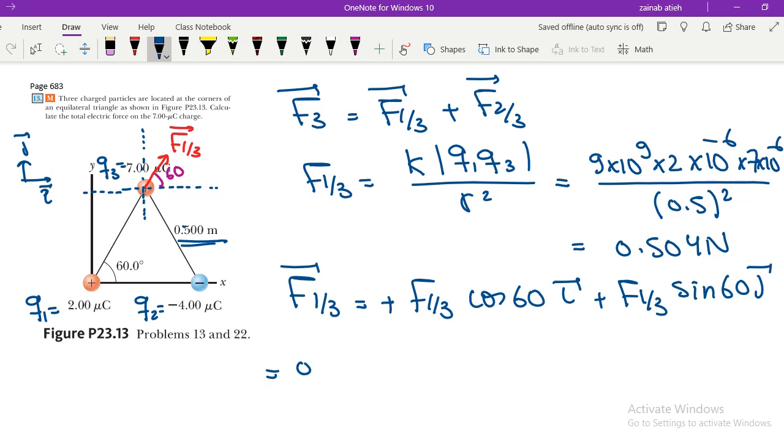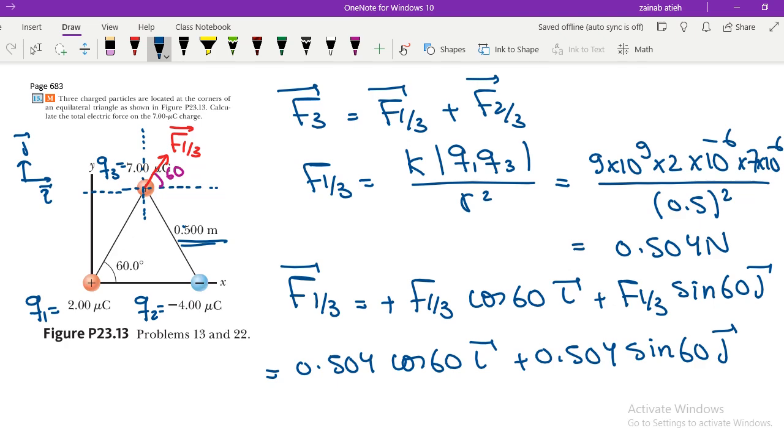I can substitute. So 0.504 cosine 60 I plus 0.504 sine 60 J. Substituting for cosine 60 and sine 60, we will get 0.252 I plus 0.436 J. So this is how I wrote it as a vector. Now I've finished working with F1 on 3.